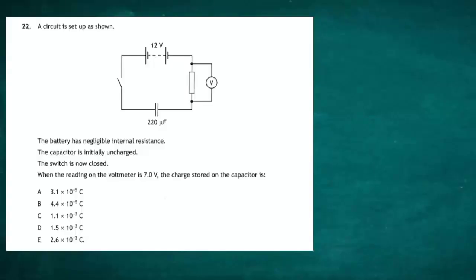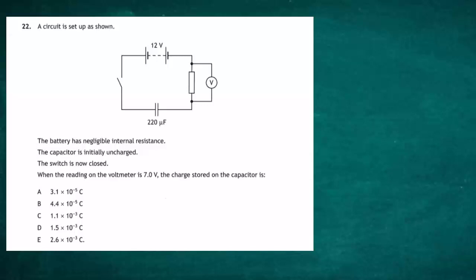Question 22 from paper 1 of the 2022 Higher Physics exam from the SQA. A circuit is shown set up as in the diagram. The battery has negligible internal resistance, the capacitor is initially uncharged, and the switch is now closed. When the reading on the voltmeter is 7 volts, the charge stored on the capacitor is, and you're given the possible responses shown A, B, C, D and E.